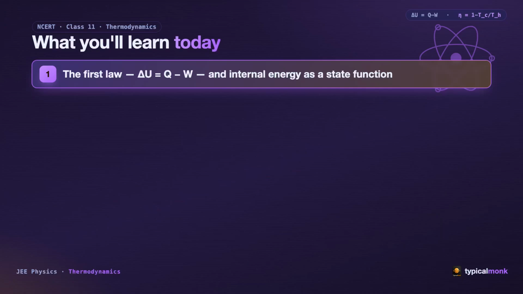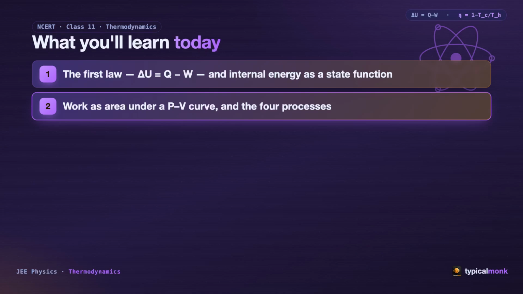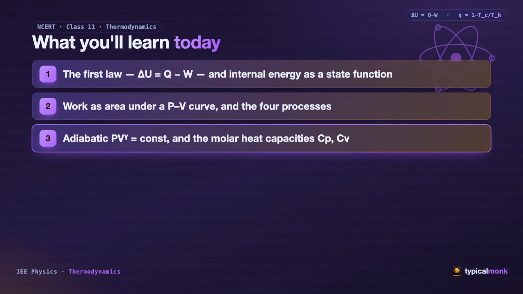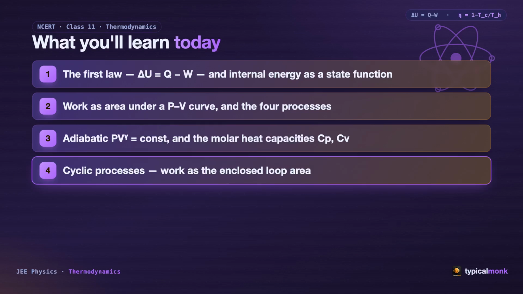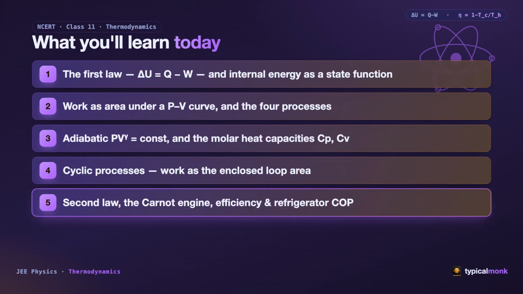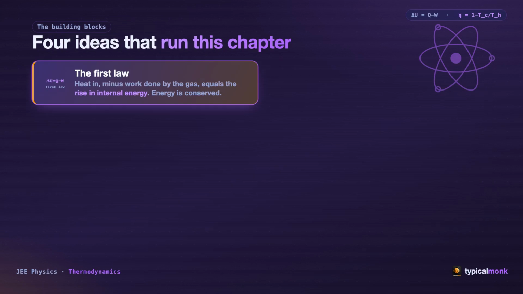Here is what you will learn today. First, the first law, delta U equals Q minus W, and internal energy as a state function. Second, work is the area under a PV curve, and the four processes. Third, the adiabatic relation PV to the power gamma is constant, and the molar heat capacities Cp and Cv. Fourth, cyclic processes, where the work is the enclosed loop area. And fifth, the second law, the Carnot engine, its efficiency, and the refrigerator's coefficient of performance. Four ideas run this entire chapter.